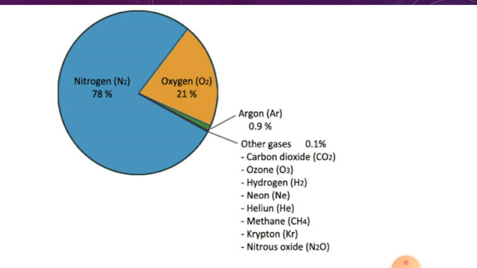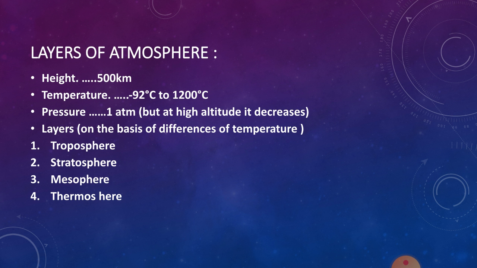This is the composition. Nitrogen, the major constituent, 78%. Oxygen is about 21%. Argon is about 0.9%. Other gases are there, and these other gases include carbon dioxide and ozone. Now ozone in the lowest layer where we are living acts as a pollutant, so over here it is present in a very small amount. Clear? Hydrogen gas is there, neon, helium, etc., methane, krypton, and nitrous oxide are there in our atmosphere.